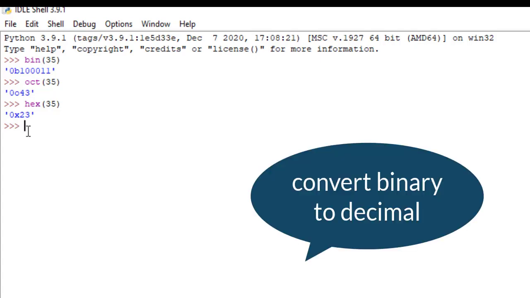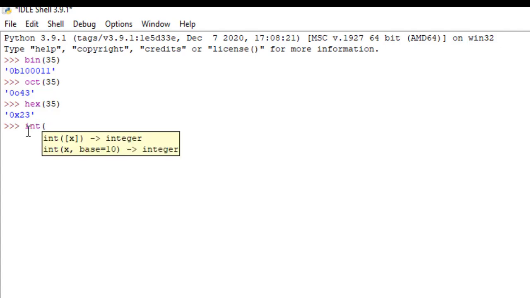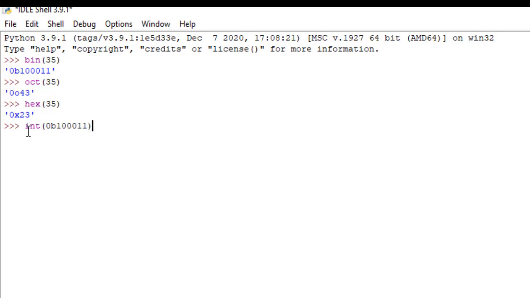I want to convert a binary number to a decimal number. For that I'll use int. Let me take the same binary number which we have obtained in the result. So 0b, this is your prefix, and 100011. So what should I get? I should get 35 as my result. Let's run this and check. Yes, we are getting 35 as our result.